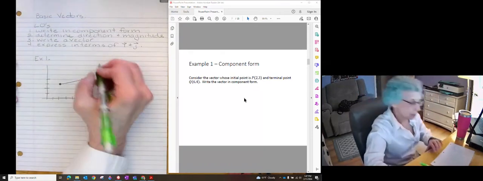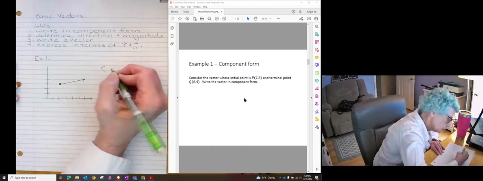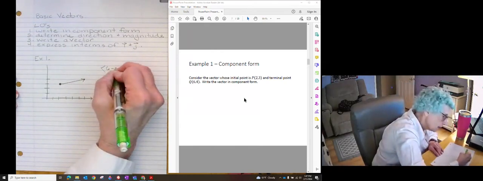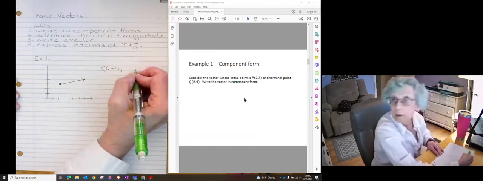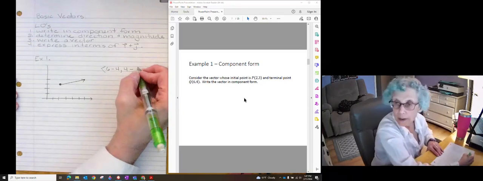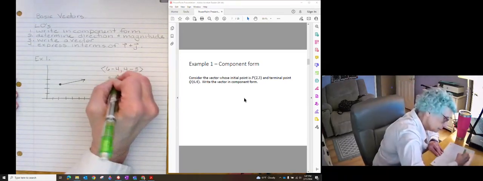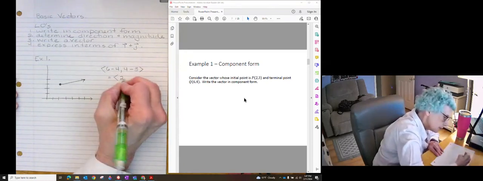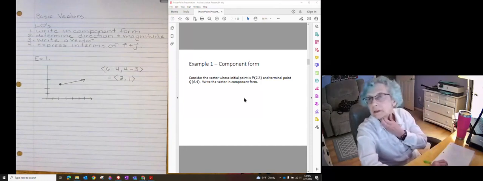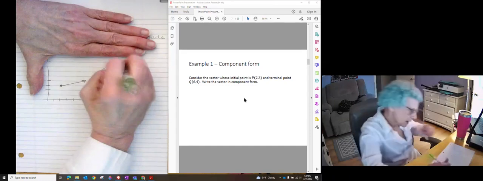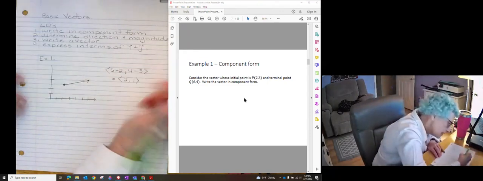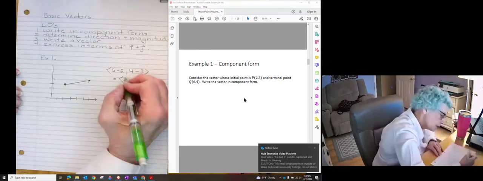Now I want to write it in component form, so I do my x-coordinate of Q minus my x-coordinate of P and my y-coordinate of Q minus my y-coordinate of P. And that gives me 6 minus 4 is 2, and 4 minus 3 is 1, and that should have been 6 minus 2 because it was the x-coordinate of my P. 6 minus 2, 4 minus 3.